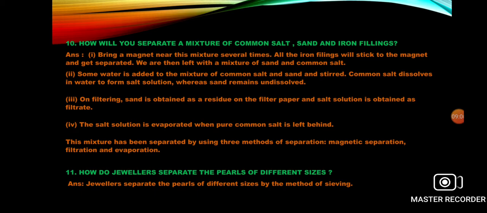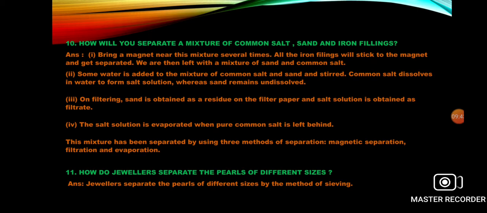Now how will you separate the salt? Simply you have to undergo the process of evaporation. By evaporation, the salt will be separated from the water. That means the water will be evaporated and the common salt will be left behind. So this mixture of common salt, sand and iron filings is separated by using three methods of separation. Number 1 is magnetic separation, number 2 is filtration, and number 3 is evaporation.